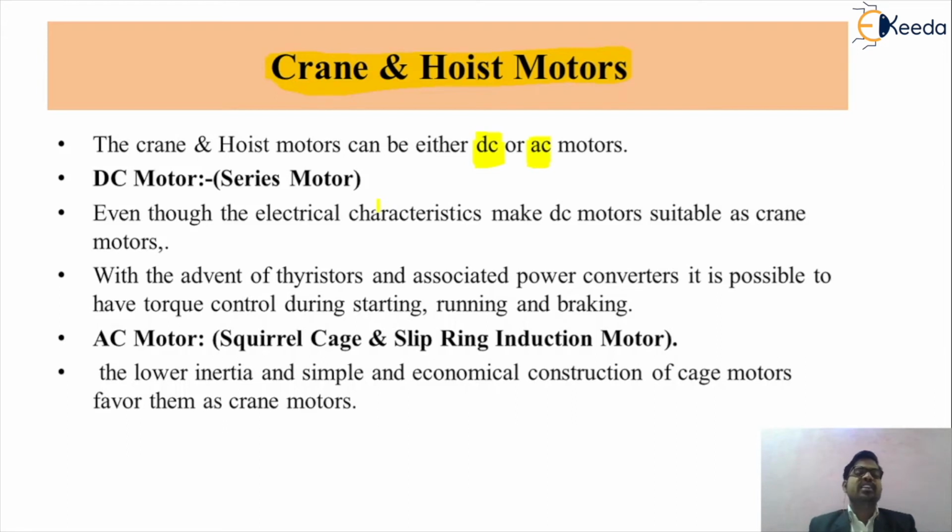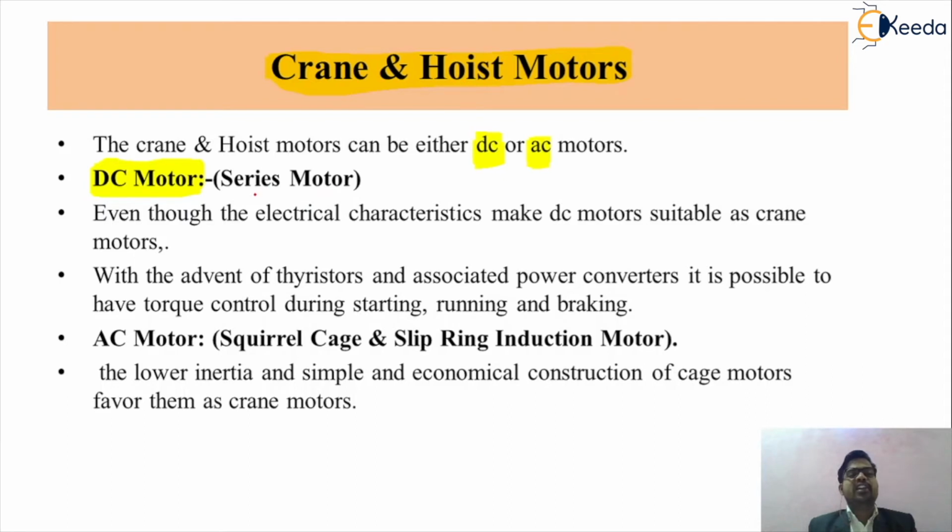Obviously now we can study which type of DC motor will be required for the crane and hoist motor. We have seen the first type of motor is called a DC motor, and within that DC motor we have different types, which are called shunt motor, series motor and compound motor.